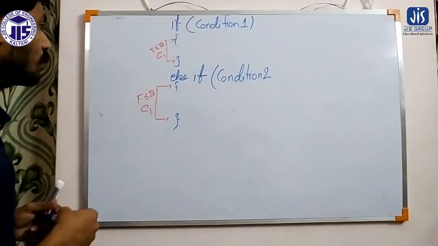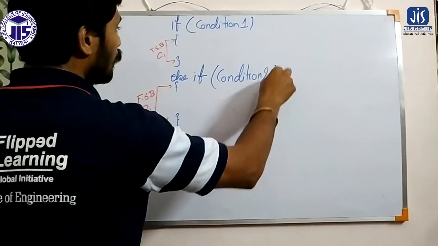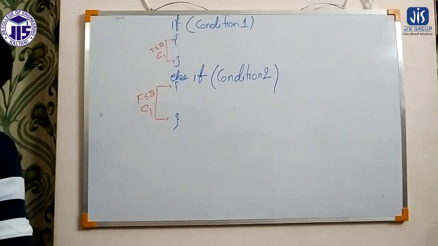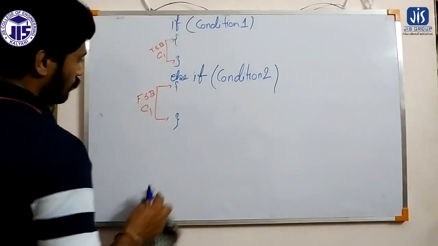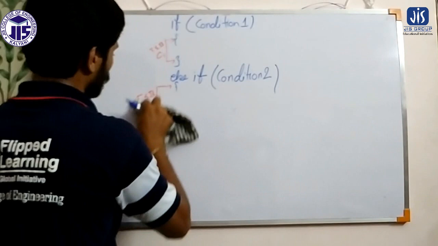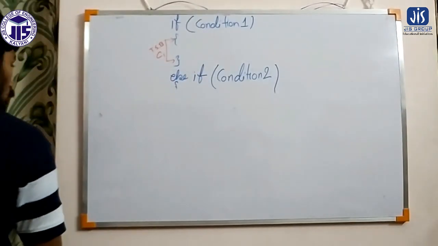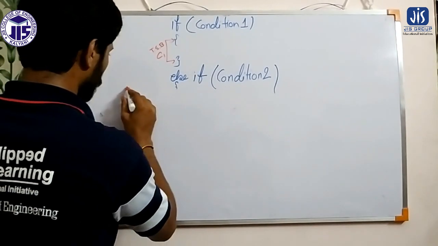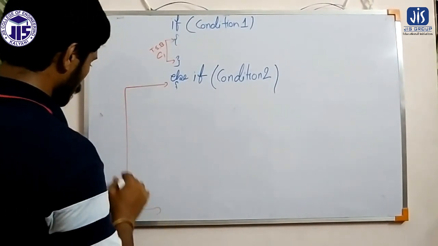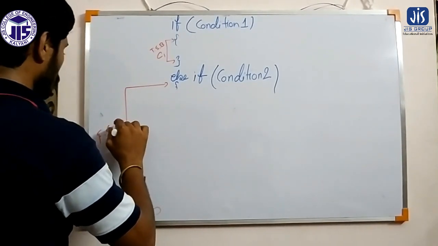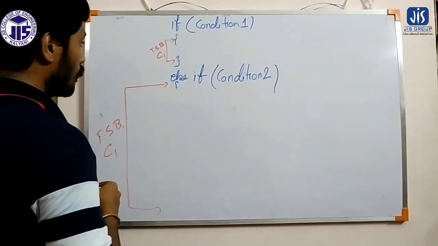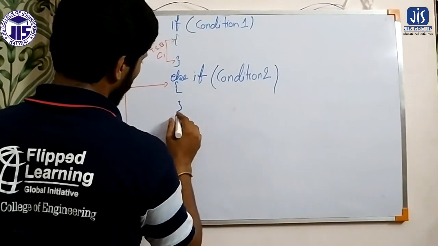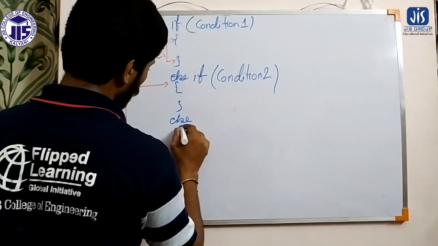Condition 2. When we write condition 2, for this condition also we will get a true statement block and a false statement block. Now we are inside the false statement block of condition 1. For this condition, this is our true statement block, and for this condition we get another false statement block, that is the else part.